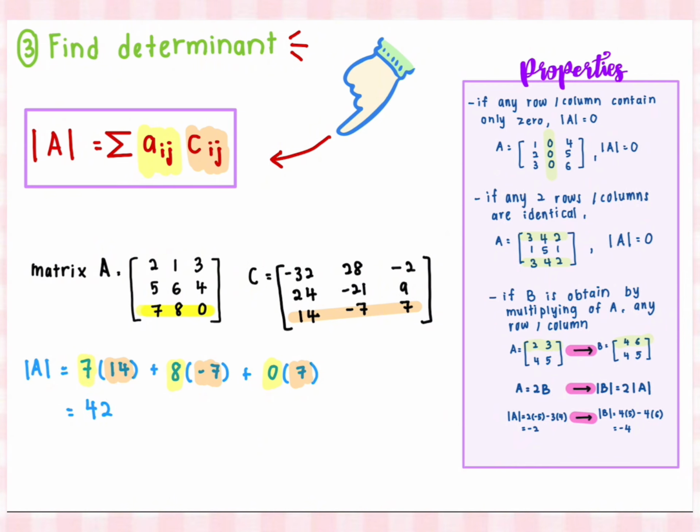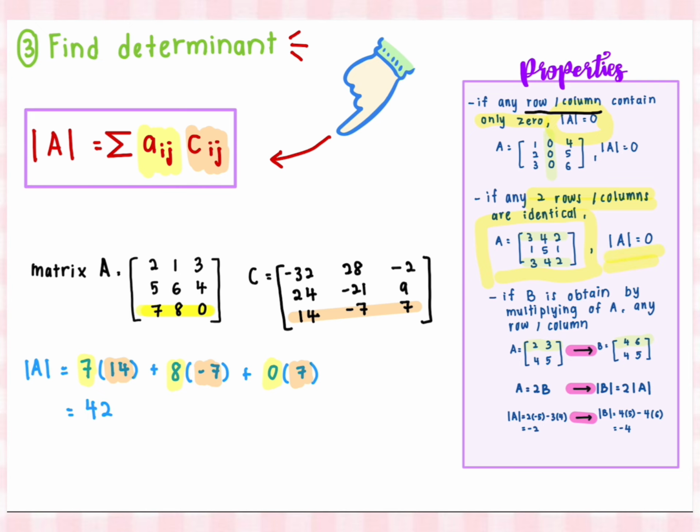Before we move on to our last step, we need to see the properties of determinant. So, the first one, if any row or column contains only 0, the determinant will be 0. For the second property, if any two rows or columns are identical, for the situation that I have written, matrix A consists of the first row 3, 4 and 2, and the third row has the same numbers 3, 4 and 2. Thus, the determinant will be 0.